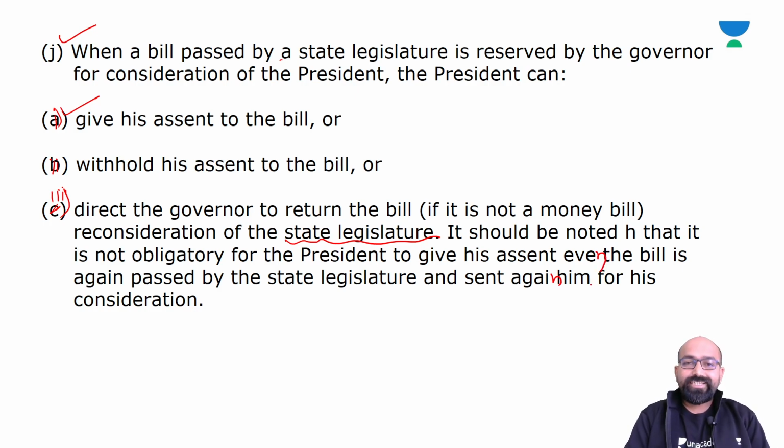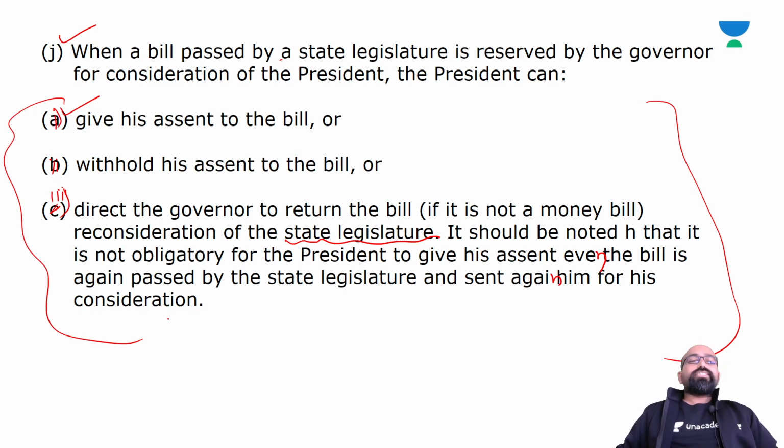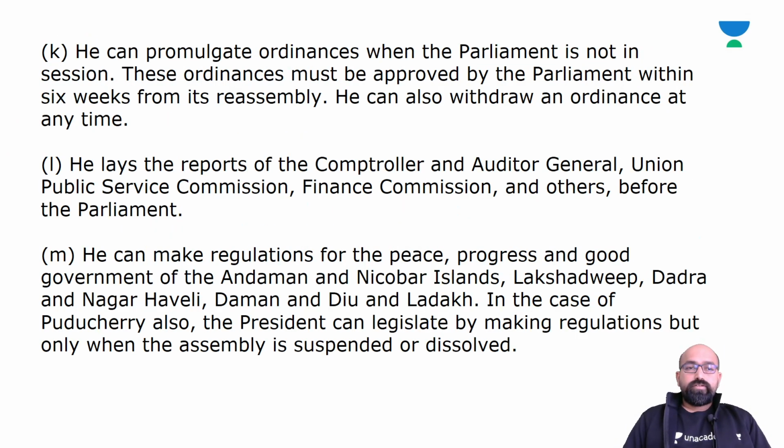So this is related to the bills passed by the state legislature, where a bill passed by the state legislature is reserved by the governor. These are the powers the president can perform with the state bills reserved by the governor. Now, the next part: he can promulgate ordinances when the parliament is not in session. These ordinances must be approved by the parliament within 6 weeks from its reassembly, and he can also withdraw an ordinance at any time.